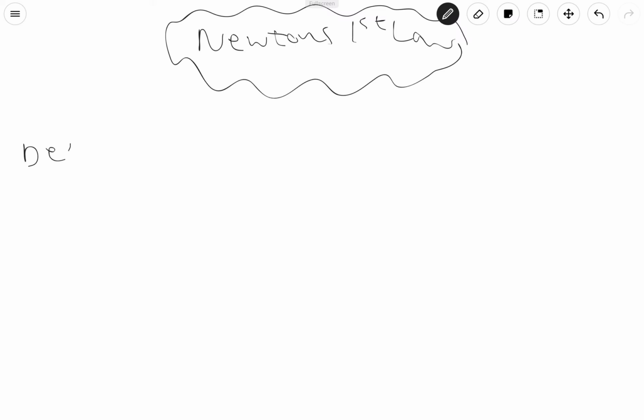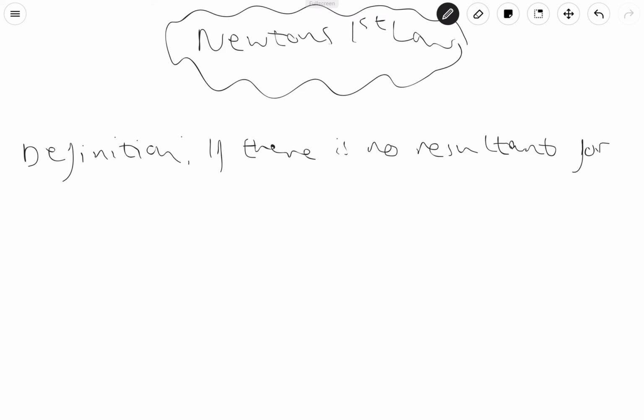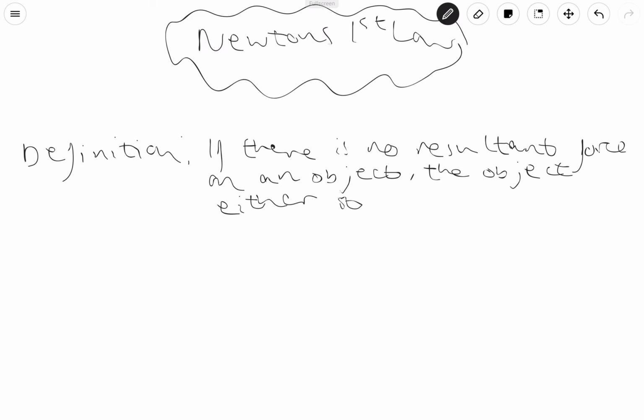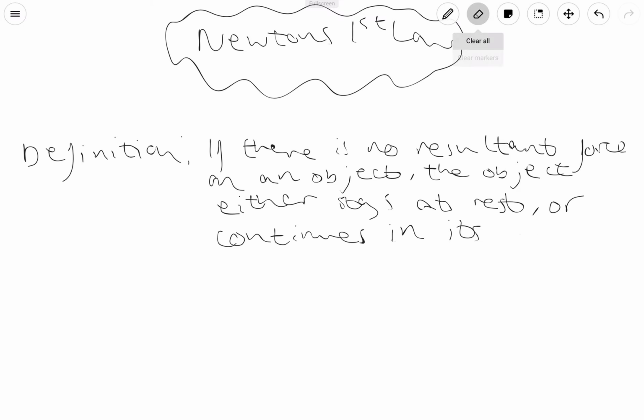I think it's best for me to write out a definition so that you guys can remember it. Definition. Okay, so if there is no resultant force on an object, the object either stays at rest or continues in its current state of motion.